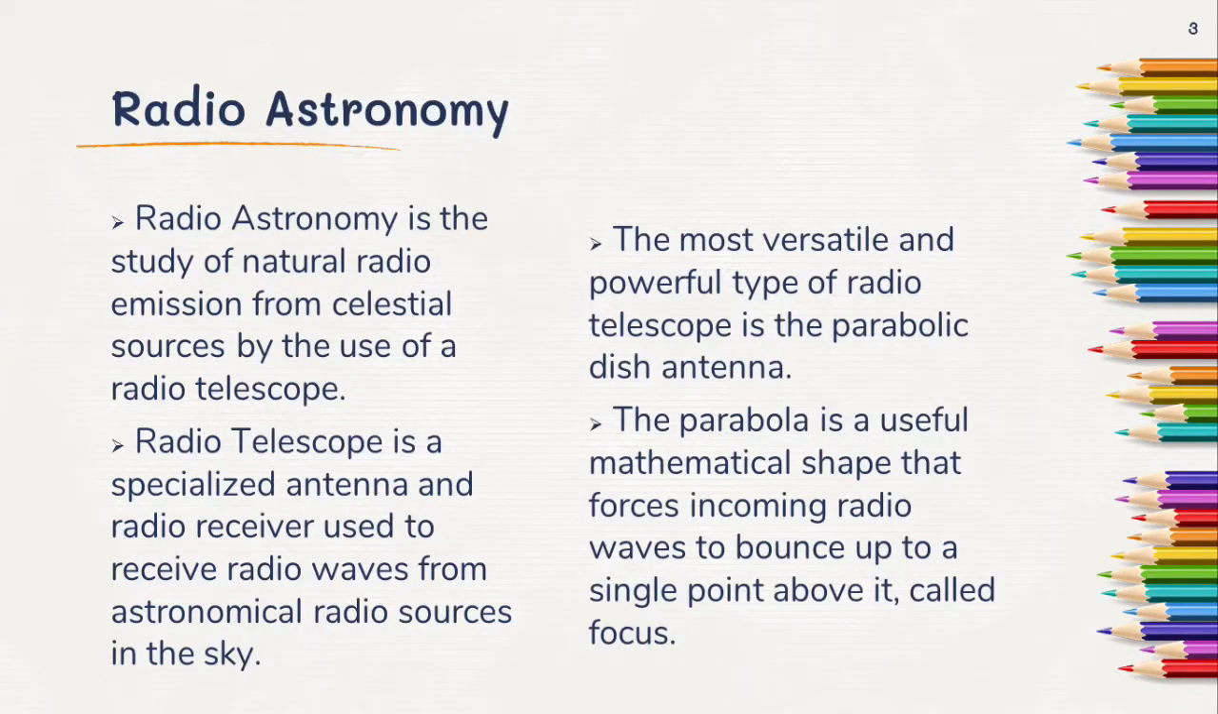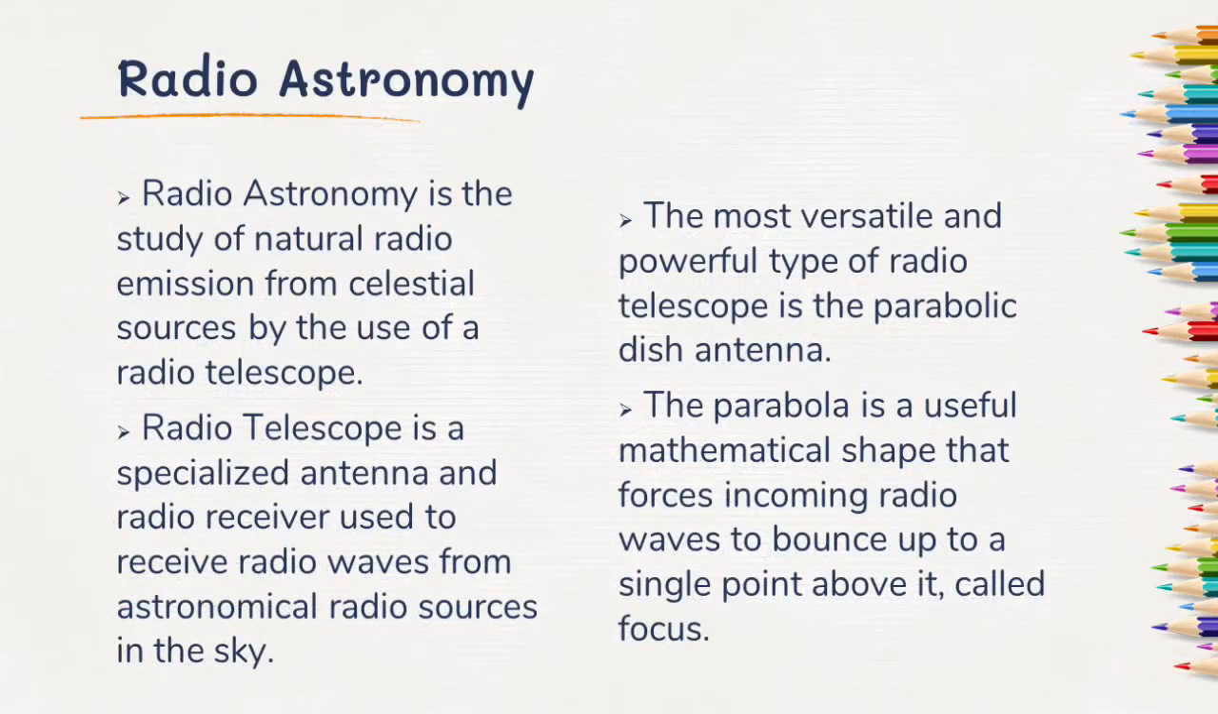A radio telescope is a specialized antenna and radio receiver used to receive radio waves from astronomical radio sources in the sky. The most versatile and powerful type of radio telescope is the parabolic dish antenna. The parabola is a useful mathematical shape that forces incoming radio waves to bounce up to a single point above it, called the focus.